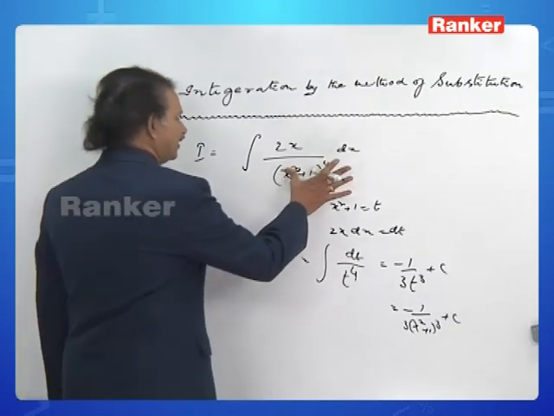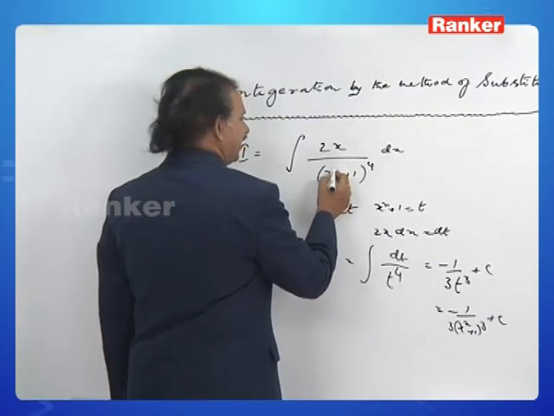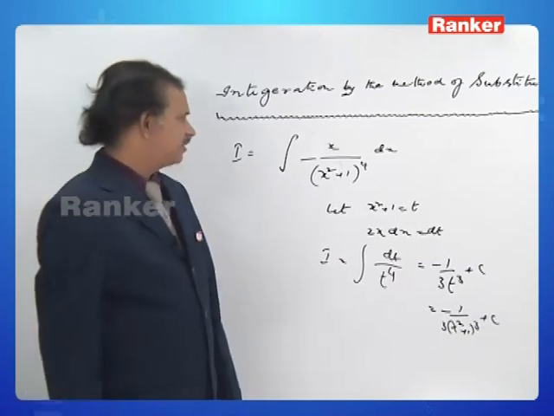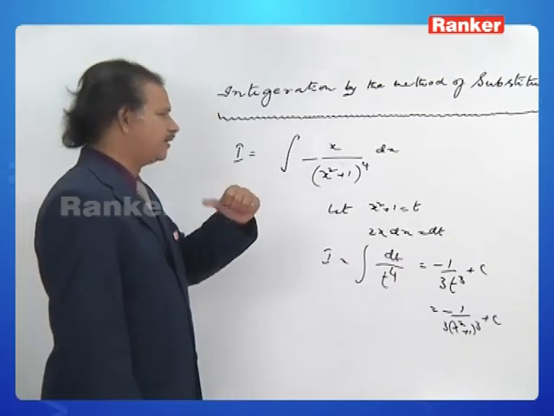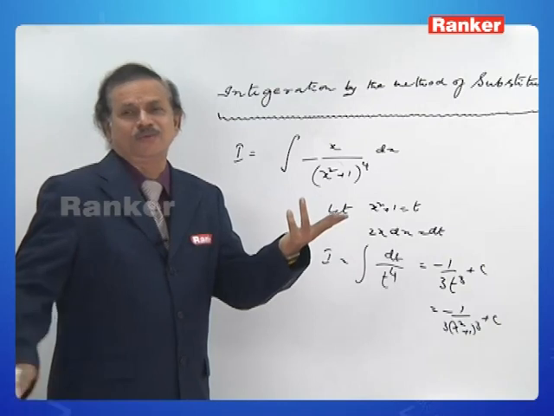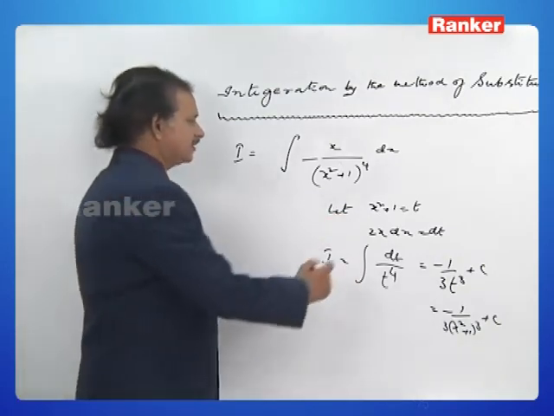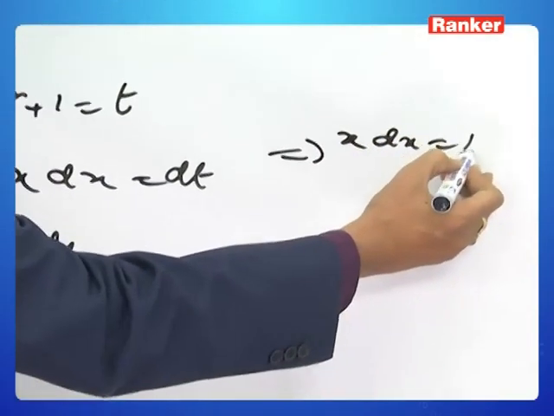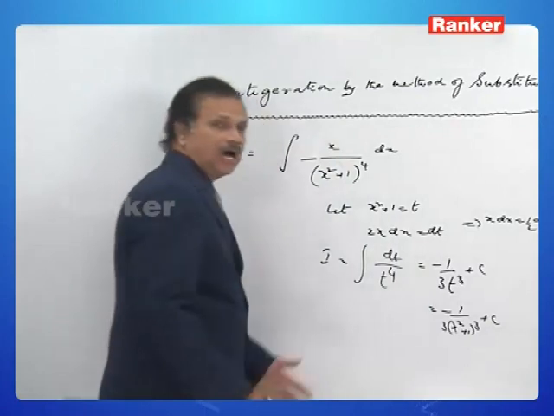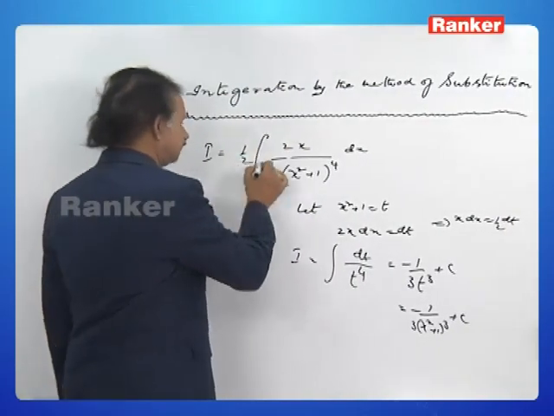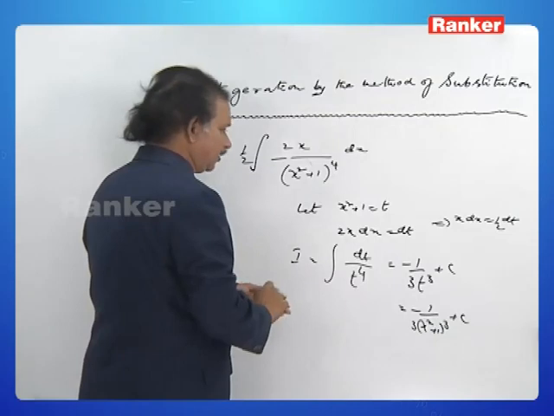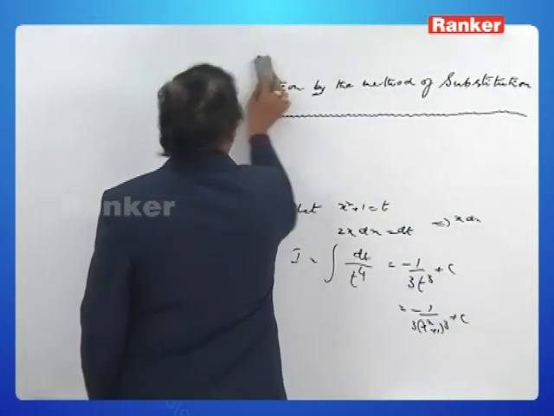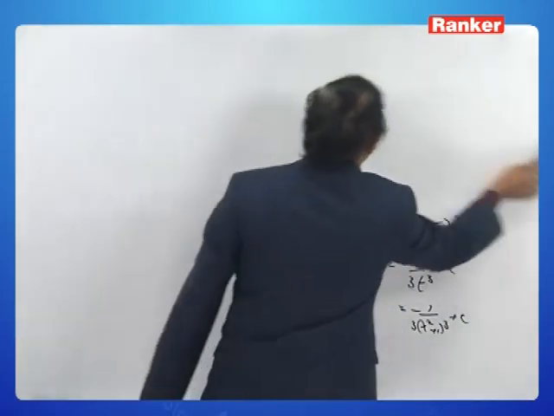Of course, you can do one thing. If x square plus 1 is here and if 2 is not present here, what happens? Derivative of x square plus 1 is 2x, but the 2 is not present. What can you do? You need not worry about that. 2x dx is dt implies x dx is half dt. Or you supply 2 here, isn't it? Then also you can use it, isn't it? This process of integration is nothing but called integration by the method of substitution.